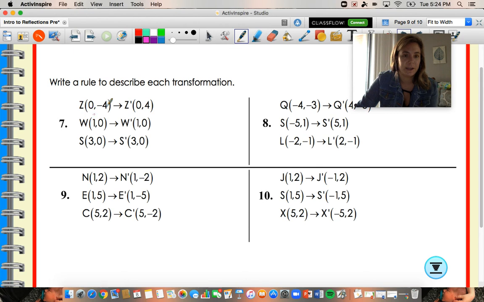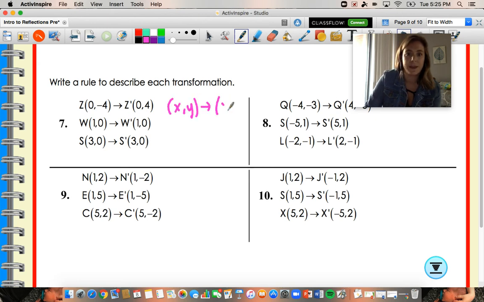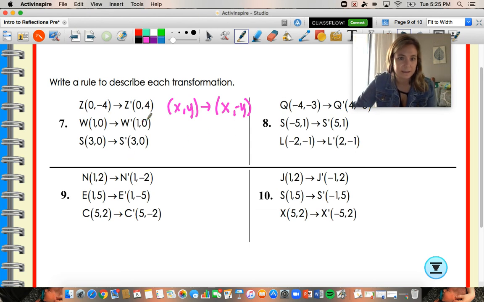So let's check out what's happening to Z, to W, and to S. Ooh, S and W aren't changing. But Z, I went from (0, -4) to (0, 4). So I went from (x, y) to (x, -y). Right? Yeah, that works as though they're zeros. Well, what is this? So there's my rule. There's my coordinate notation, or my function rule, or my function notation. My coordinate rule. There's so many different names for algebraic rule.